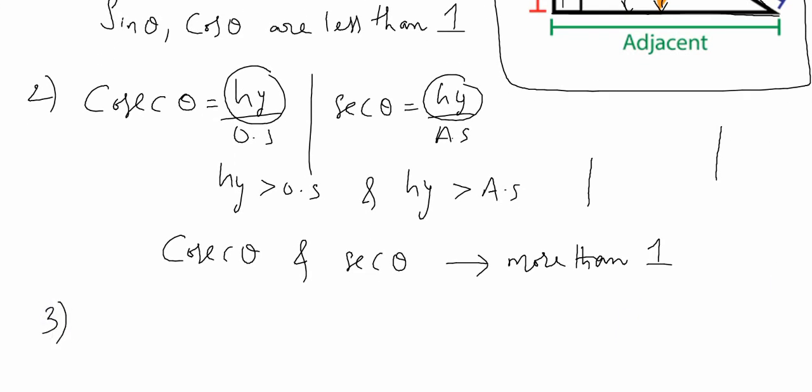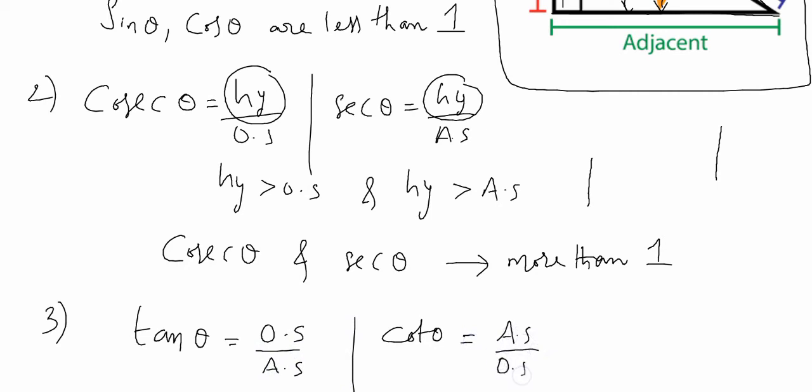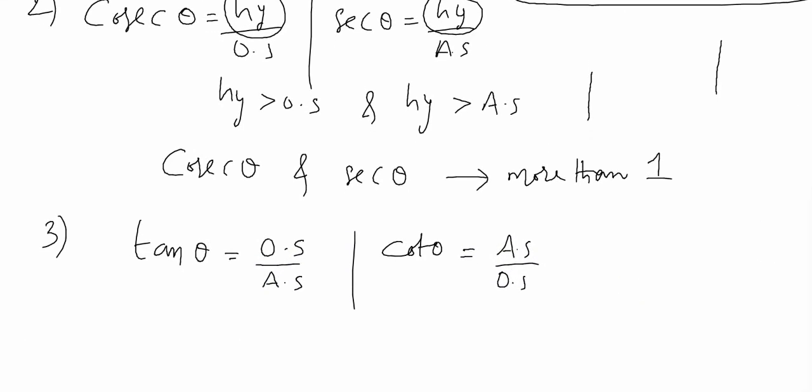So next two ratios are nothing but tan theta and cot theta. So tan theta formula we know, opposite side by adjacent side. Cot theta, adjacent side by opposite side. As we can't derive the relationship between opposite side and adjacent side, means which is more, which is less, we can't tell. So this tan theta and cot theta can be any value.